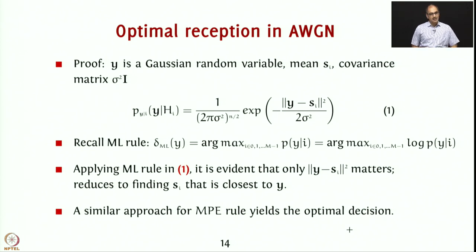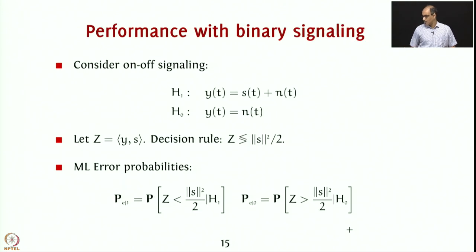The proof for this we saw in the previous class, so we will not delve into it again. So today let us focus on binary signaling. Binary signaling is something that is like a very basic kind of ingredient. You can think of it as the act of sending bits, but it will also serve as a building block for a higher number of signals.